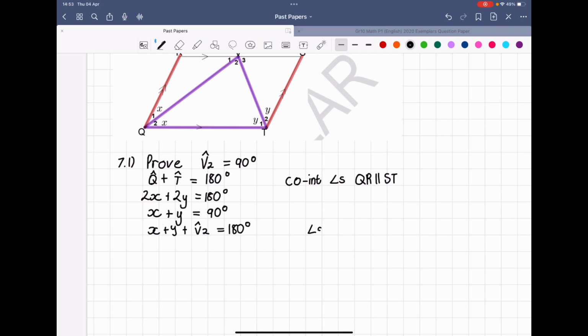And that is angles in triangle VQT. And I've already said above that x plus y is equal to 90, so that means that 90 degrees plus V2 equals 180 degrees. Therefore, V2 is equal to 90 degrees.